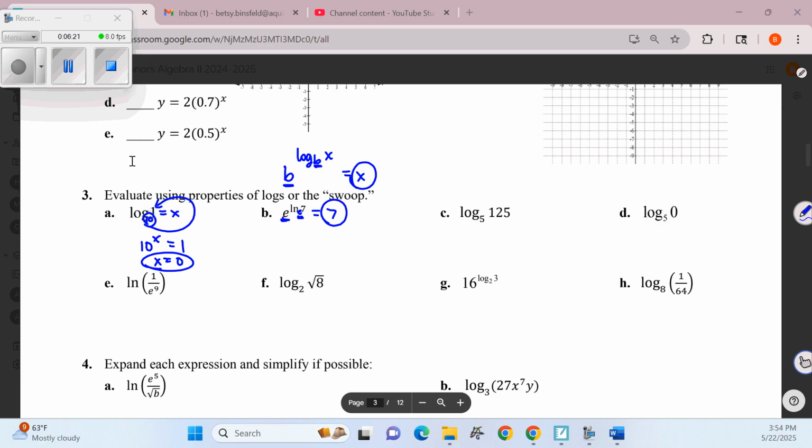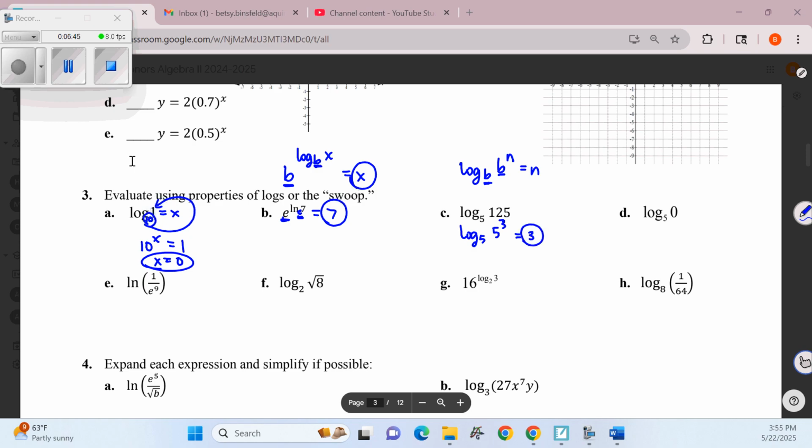You could use properties of logs for part C here, right? You have a property that looks like log base b of b to the n is equal to n. That's really what we're saying here. If you were to rewrite this, log base 5, you could rewrite the 125 as 5 cubed. So our b's line up, and that's equal to whatever that exponent value is. So in this case, this would be equal to 3.